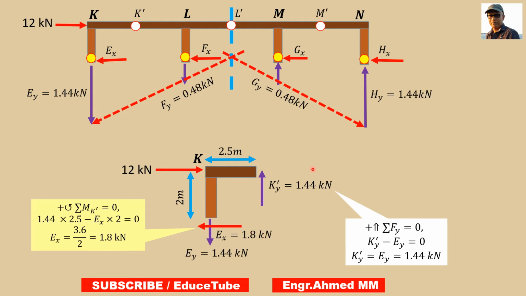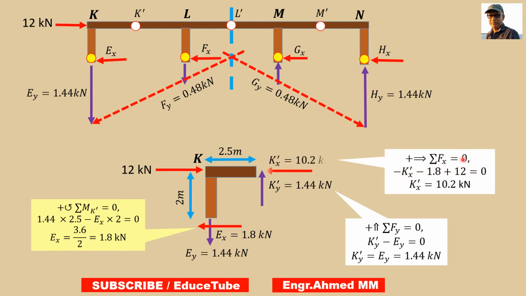So easily I can say, we know this, we know this. So this minus this, it will be here. I can also show it by summing horizontal forces equal to 0. We get this 10.2 kilonewtons. So we are done with these segments, we got all the components. Now we'll move on to these segments.